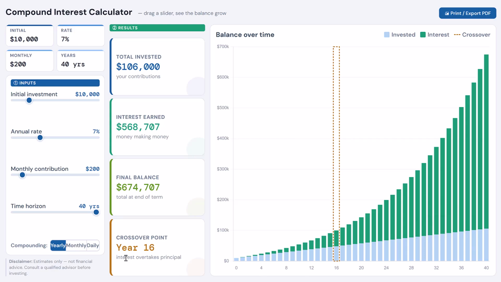You can also toggle the compounding frequency. This is yearly, monthly, and daily. At higher rates over longer periods, the difference in that really adds up.